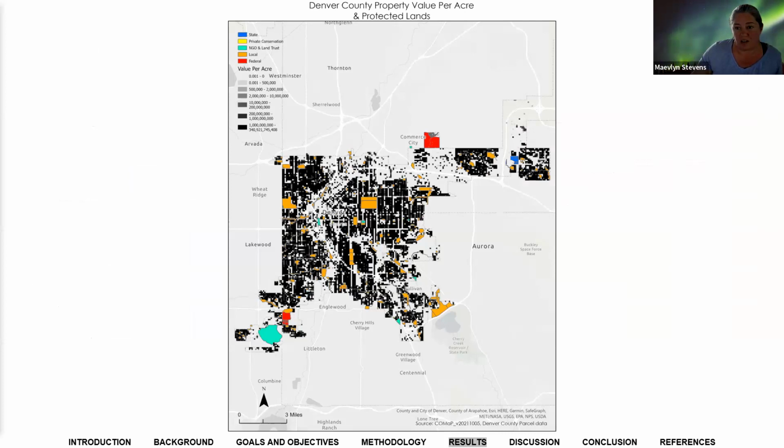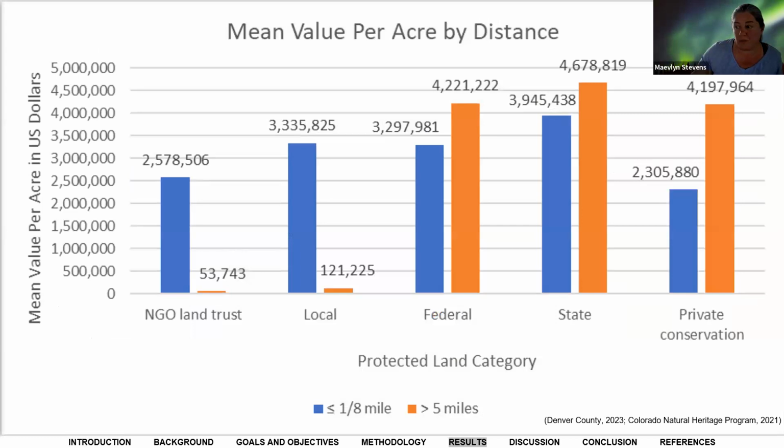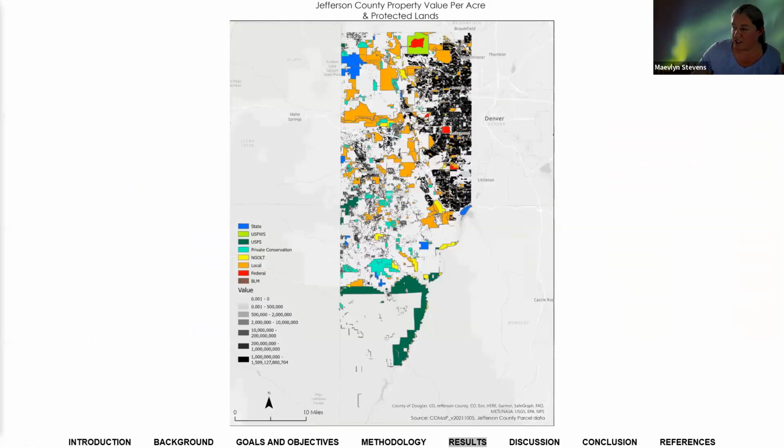And then here's just showing that there's a little more of an even distribution in the high property values. The darker color here is the higher value per acre, so it's not as clustered as in Adams County. And then again, here's our bar chart showing that strong correlation between the NGO land trust and local land categories for Denver County. Then we move on to Jefferson.